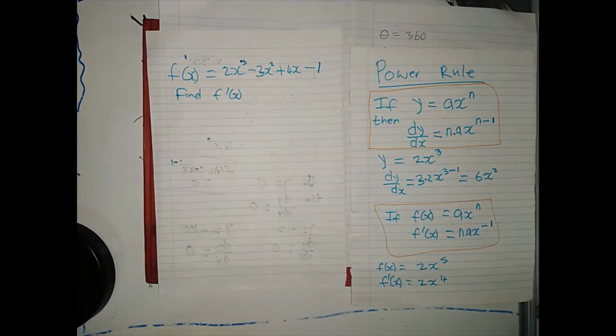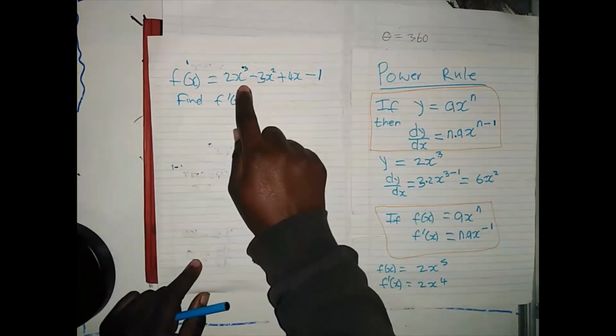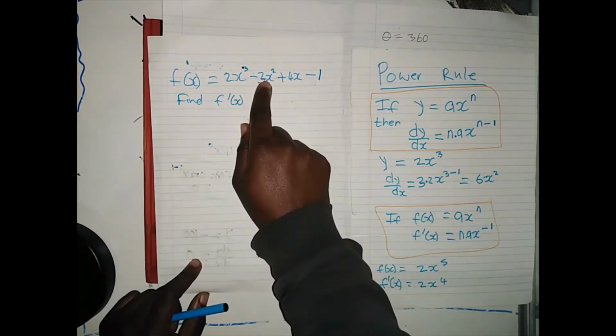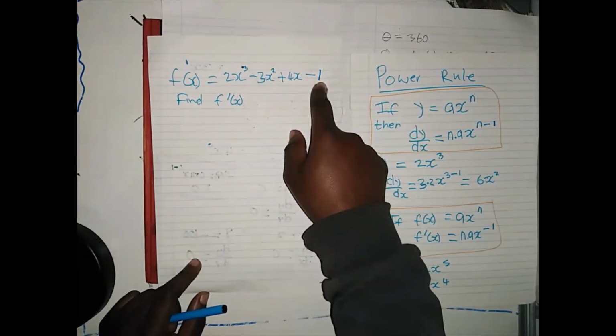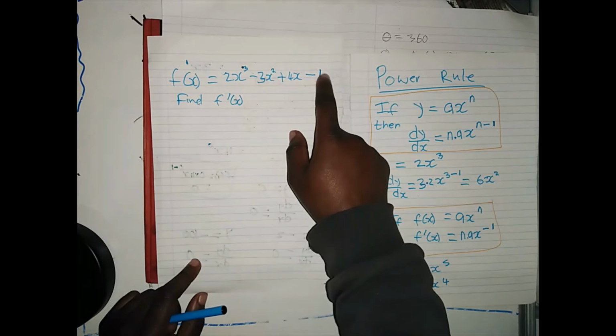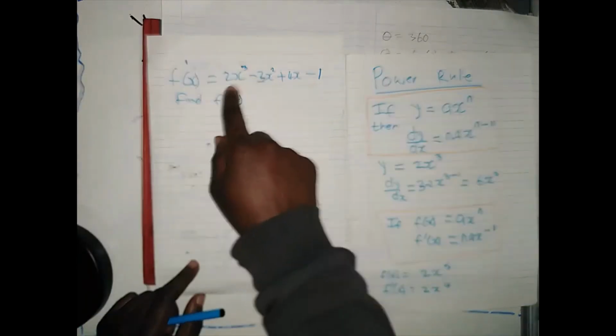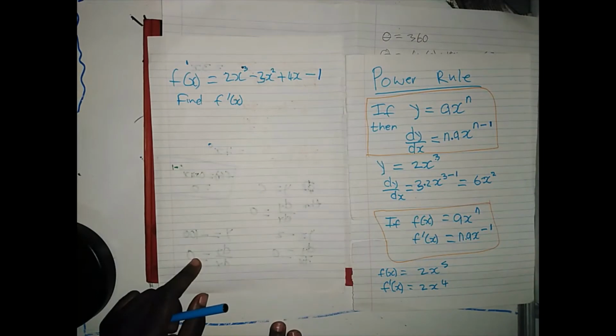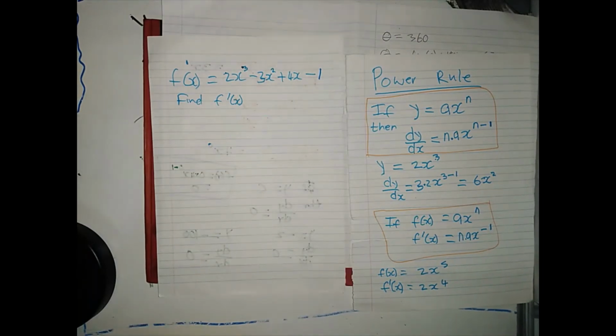Ladies and gentlemen, this one has a power, and this one also has a power, and this one also has a power, and from what we did earlier, we know that this one also has a power. It's just that it's not written in that form that shows here. But basically, all of these terms have powers. So because of that, we can use the power rule. In order to find the derivative of this, we are going to apply the power rule to each of these terms.